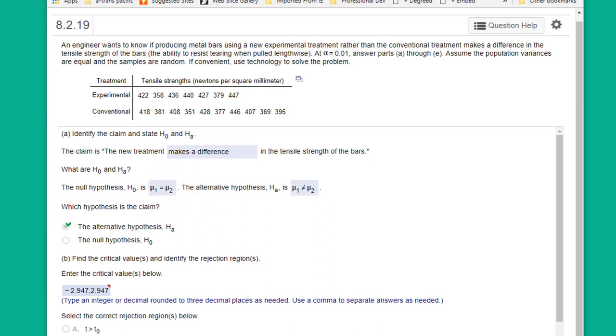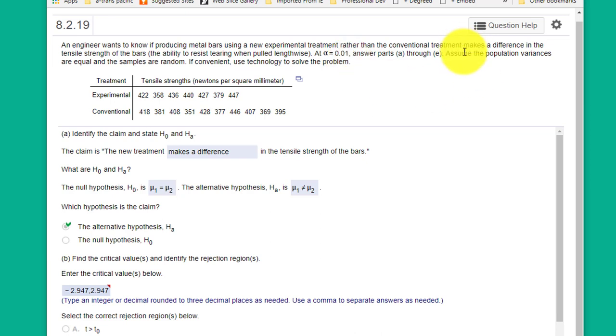I have a problem from Chapter 8, Section 2, which is on two-sample tests. If we read this problem, we're told that an engineer wants to know if producing metal bars using a new experimental treatment rather than a conventional treatment makes a difference in the strength of the bars. They give us an alpha, and then we've got several questions we have to answer.